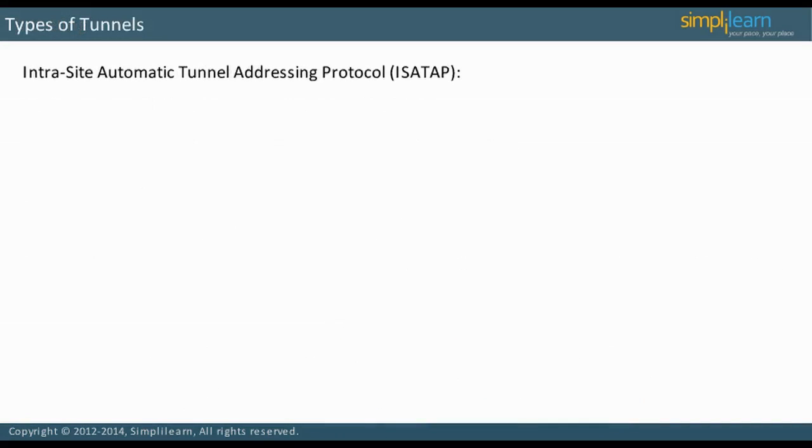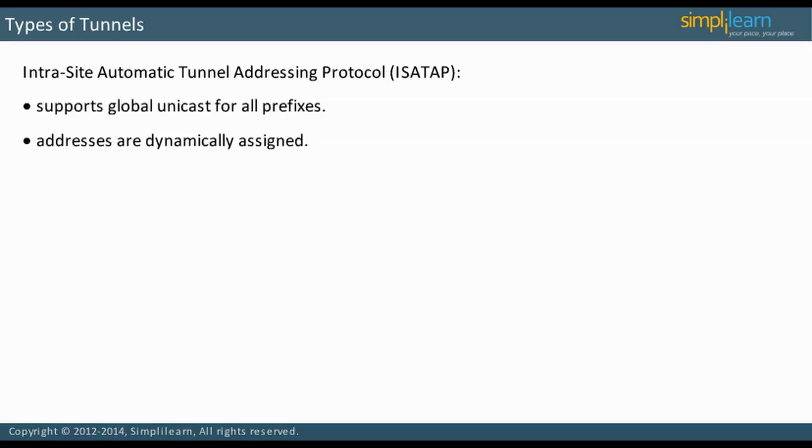An intra-site automatic tunnel addressing protocol, ISATAP tunnel, just as its name implies, can be used only within a site. ISATAP tunnels have three advantages. They support global unicast addresses for all prefixes. IPv6 addresses are dynamically assigned. In many other types of tunnels, IPv6 tunnels must be manually configured. ISATAP tunneling is available in most Windows and Linux operating systems.